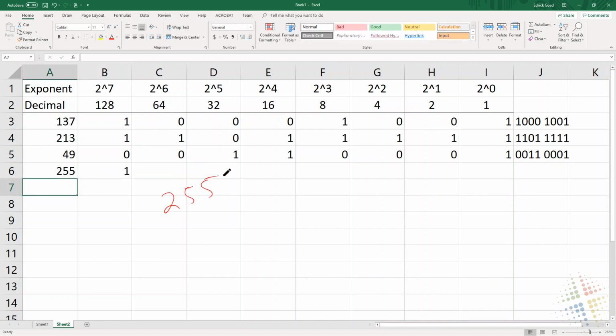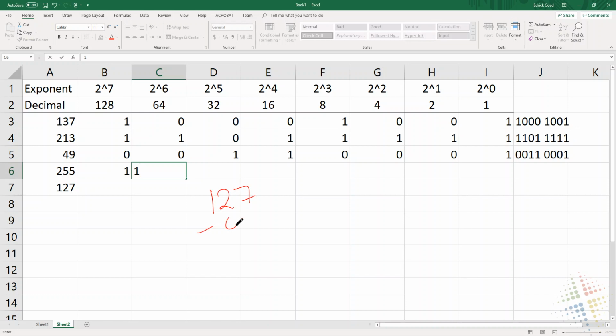Let's see. 255 minus 128 is 127. That number looks oddly suspicious. Well, let's keep going. So if my number is now 127, can I subtract 64 from 127? Yes, I can. 127 minus 64 is 63. Oddly suspicious. I have 64, I now have 63. Well, let's keep going.